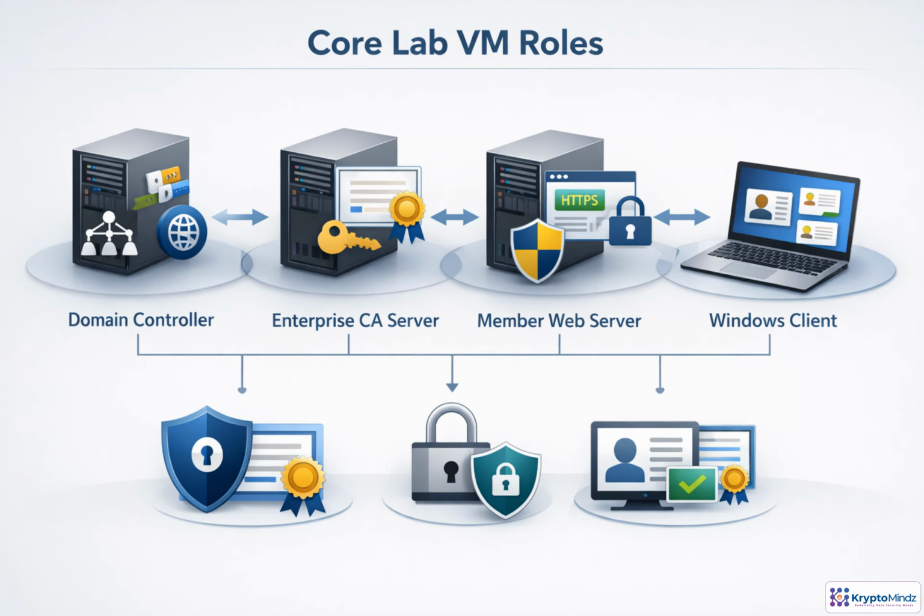In this lab, each virtual machine plays a specific role in a typical Microsoft enterprise environment. The domain controller is our identity and DNS backbone, keeping users, groups, and name resolution consistent. The enterprise CA issues and manages certificates, anchored to that same directory. The member web server consumes those certificates to provide HTTPS secured services. And the Windows client behaves like an end-user device, testing enrollment, trust, and real-world certificate usage.